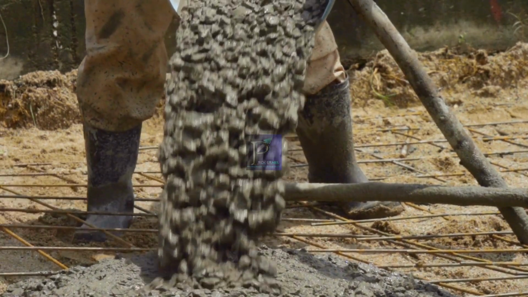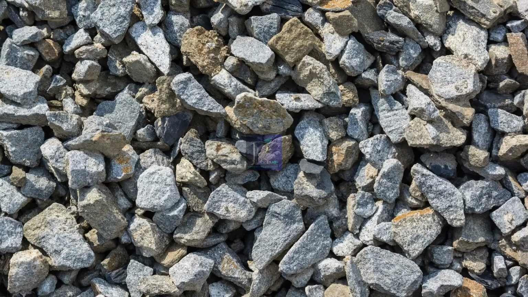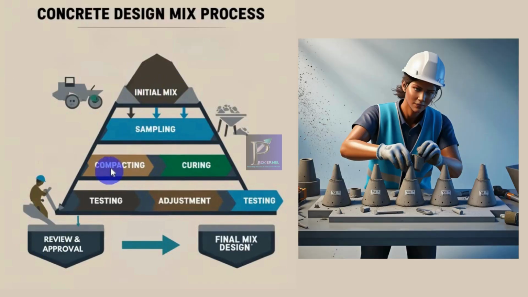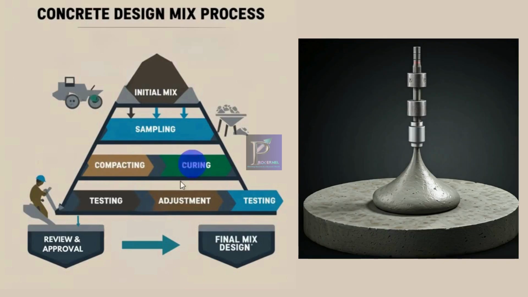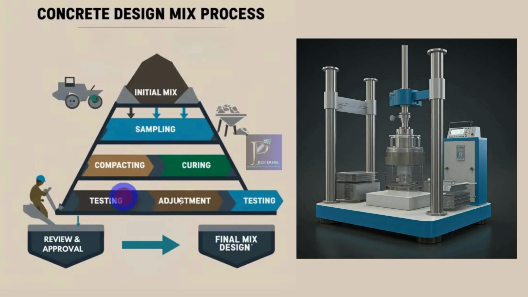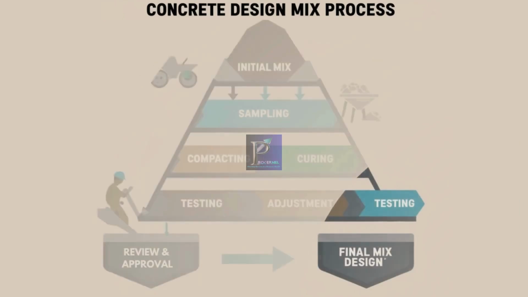A design mix is a specific formulation of concrete that meets predetermined requirements for strength, durability, and workability for a particular application. It involves selecting precise proportions of cement, aggregates, both fine and coarse, water, and any admixtures as required. To clarify, we can outline the process with the steps: initial mix, sampling, then compacting, then curing, testing that includes slump test, adjustment as required, then slump test, then final mix design.